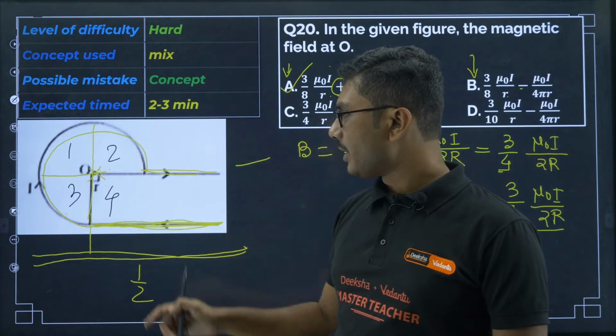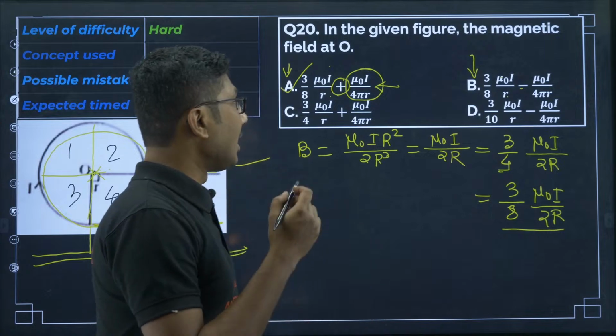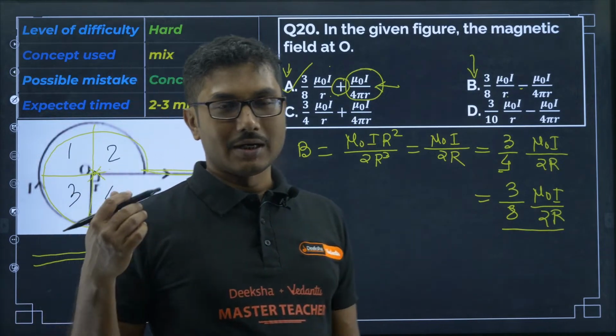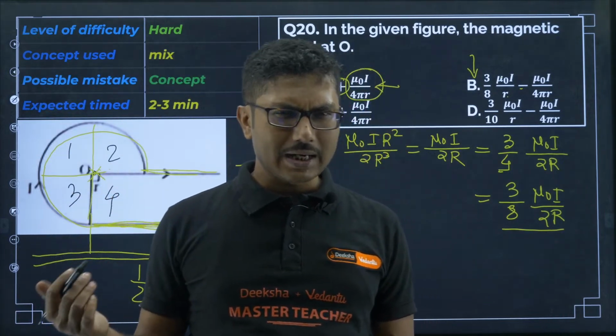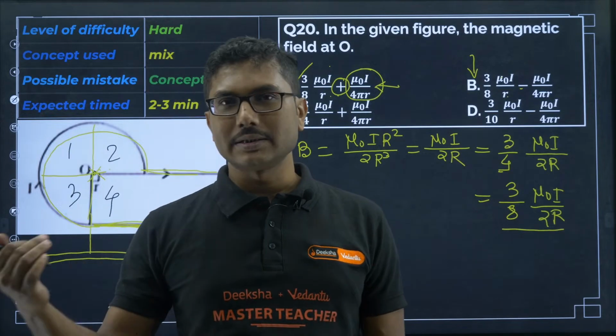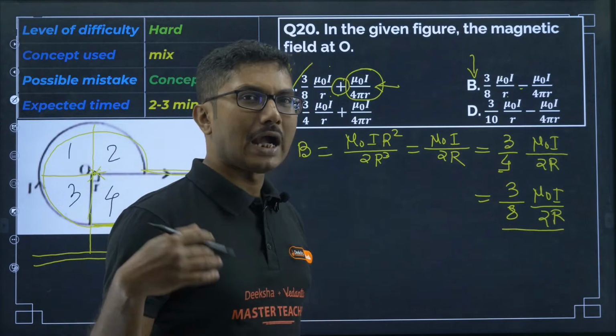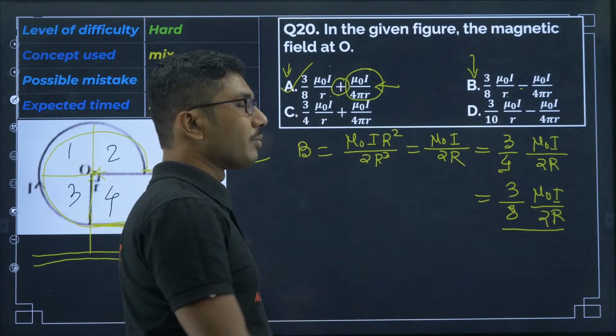So that is why it will be half of that. That is mu naught I by 2 pi r, I think mu naught I by 2 pi r, that is the formula. You take half of that, mu naught I by 4 pi r.